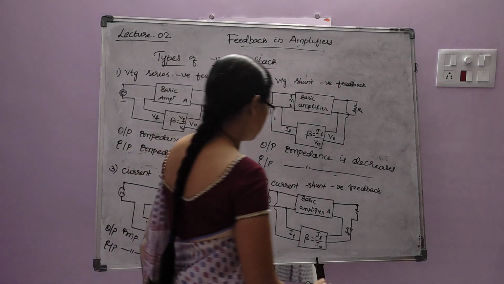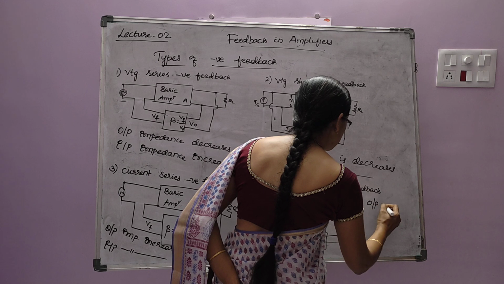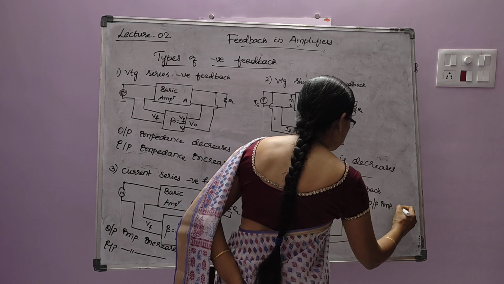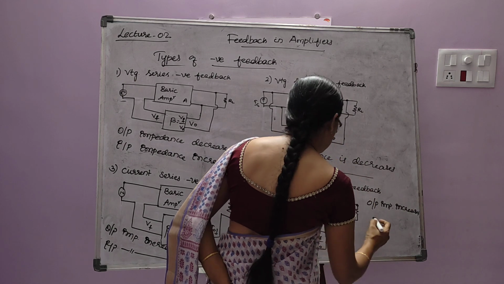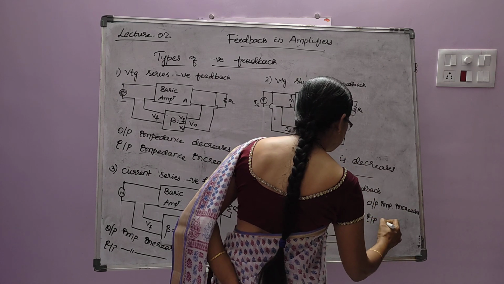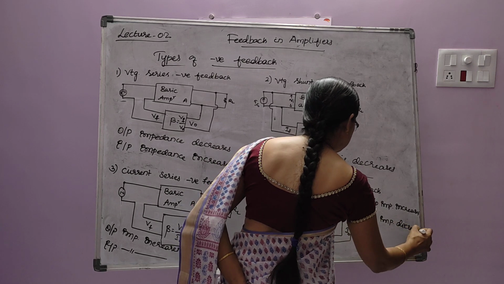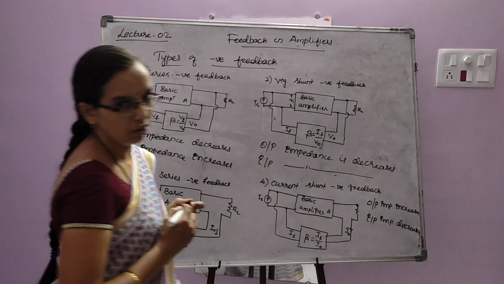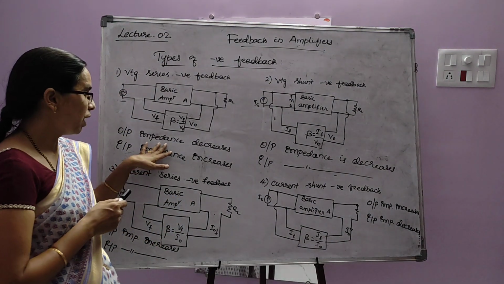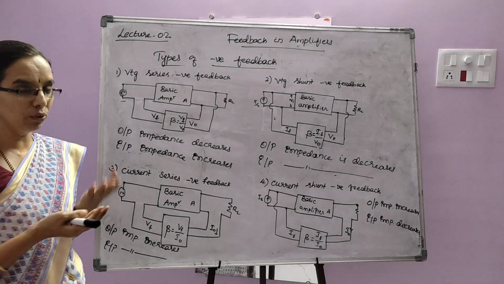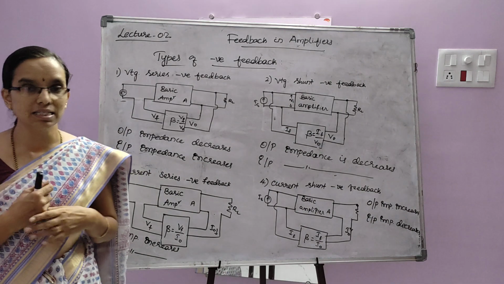Whereas in the fourth case, the output is in series connection, therefore output impedance increases, and input impedance decreases as it is a shunt connection over here. So these parameters: voltage gain, we know that in negative feedback connection voltage gain decreases, as we have already studied.